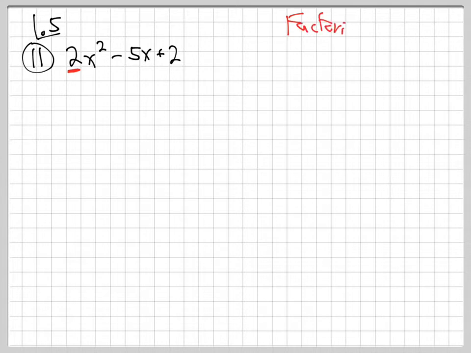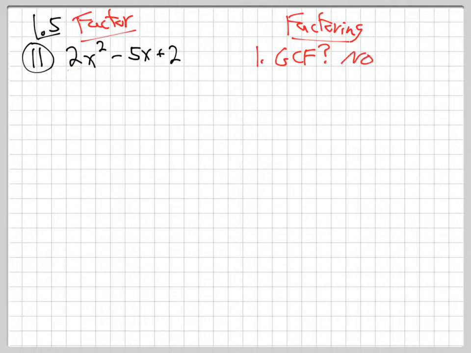In factoring, which is what we're doing here, it says factor. The whole section basically says factor. It's all about factoring. So in factoring, the first step is to see, is there a GCF? Is there something in common to all the terms? Is there a number that goes into 2, 5, and 2? No, there's not. So we skip that. I mean, we check, but there's nothing there.